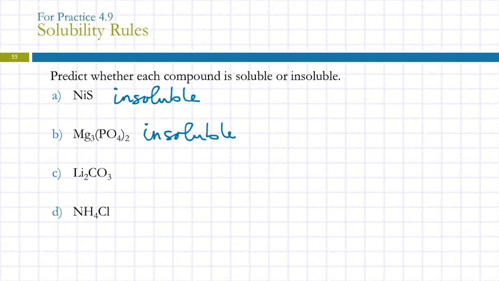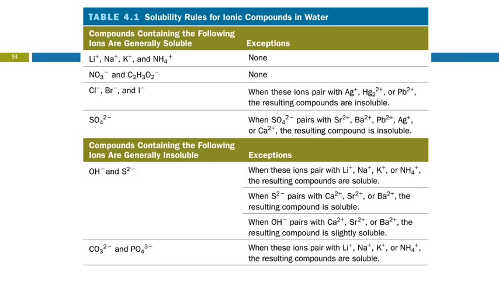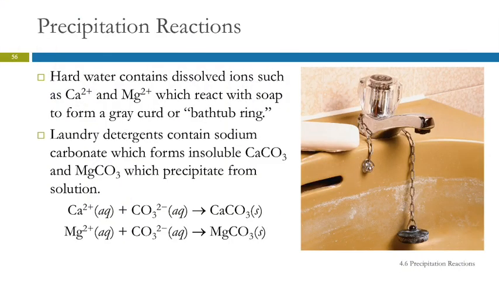Lithium carbonate. We're not going to look at the list. Soluble. Because what's first on the list? Those alkali metals and ammonium. We don't have to look any further. This one is going to be soluble. As far as Chem 1A is concerned, there are no lithium compounds that are insoluble. How about ammonium chloride? Soluble. That's also one of those first ones that's soluble with no exceptions. To kind of get the idea of how that works? I'll take that as a yes.